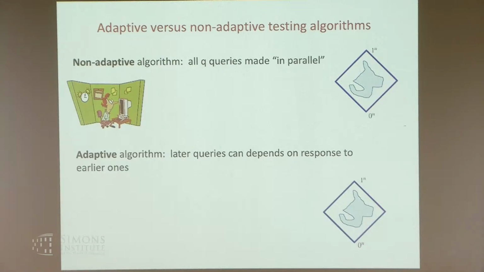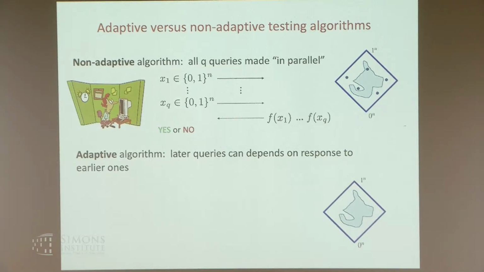It's sort of like you're loading your experimental equipment into a spaceship. You're not going to be able to decide to do a different experiment once you get the results of the first experiment back. So the picture is something like this. You choose all of your query strings, feed them all into the oracle for the function at once, get back all the answers in one fell swoop, and then you have to make your decision as to whether or not the function had the property.